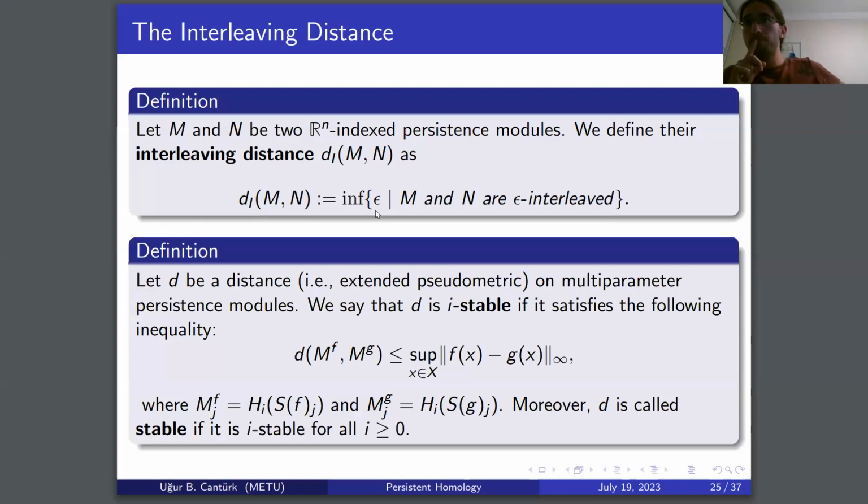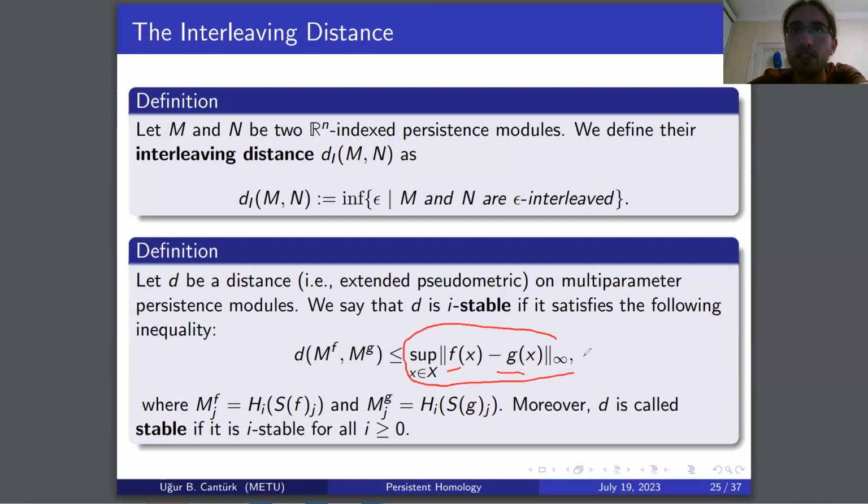And now let me define something new, a stable distance. We want a distance to be stable. Stable means if you start with two functions, let me say f and g, and you perturb one of them, let me say f, and obtain g by perturbing it, then that means the distance between them is something small, right?